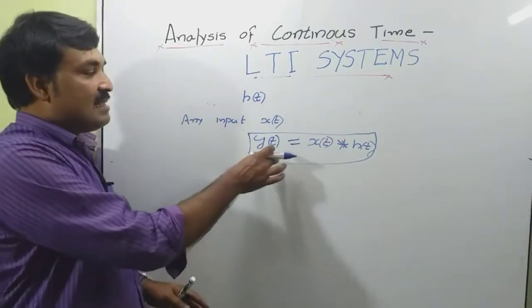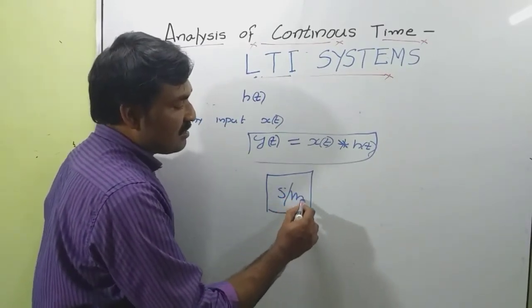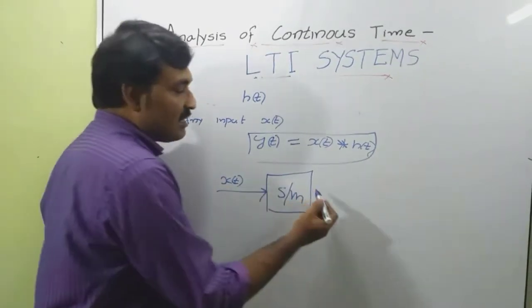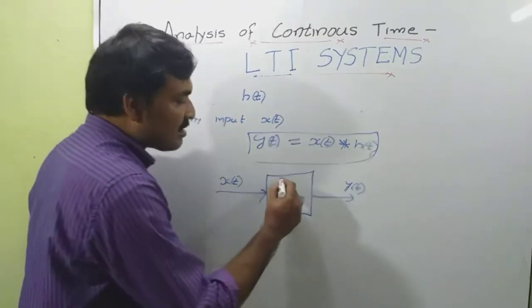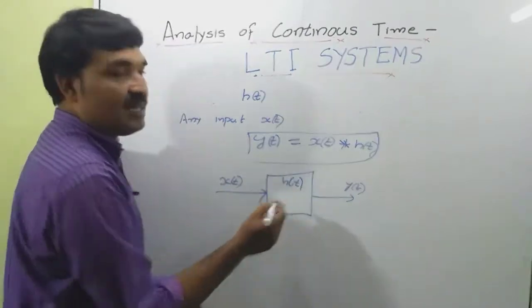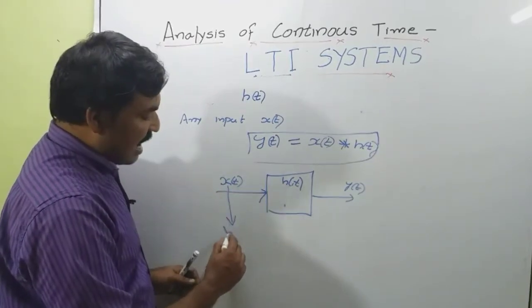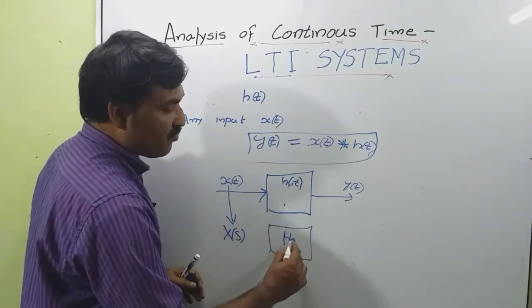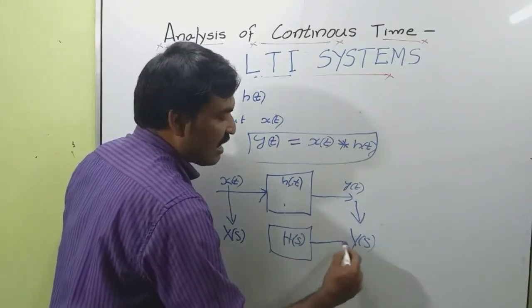Now I am going to represent this using a block diagram. This is our system. My input is x(t) and y(t) is my output. The system is represented by the impulse response, that is h(t). Let the Laplace transform of x(t) be X(s). Then the Laplace transform of h(t) is H(s), and the Laplace transform of y(t) is Y(s).